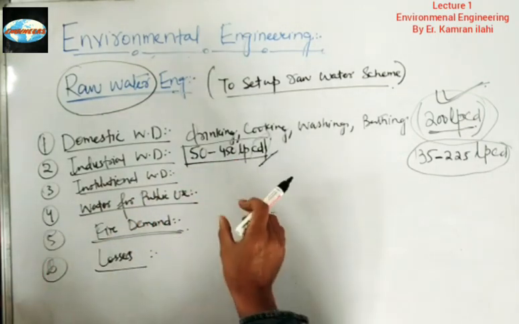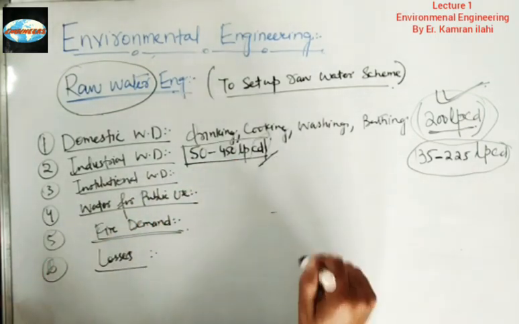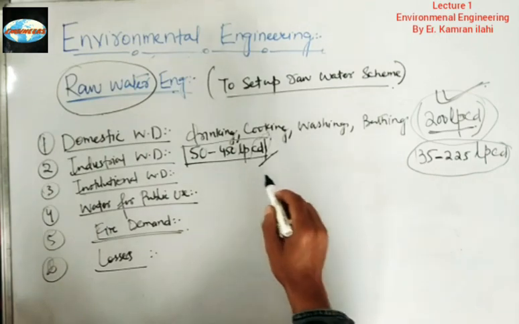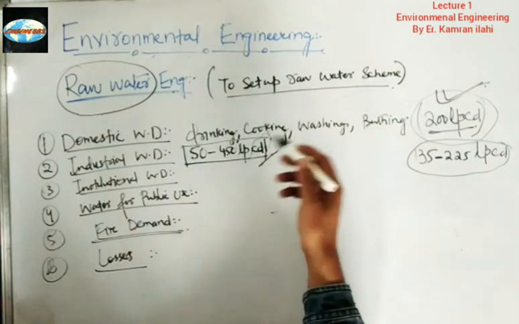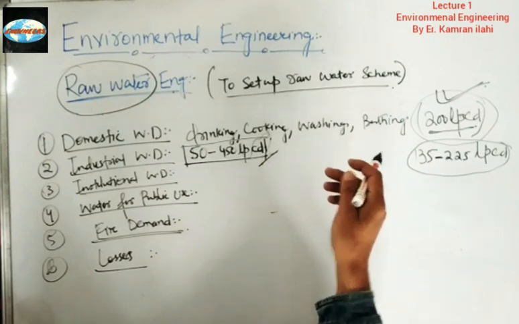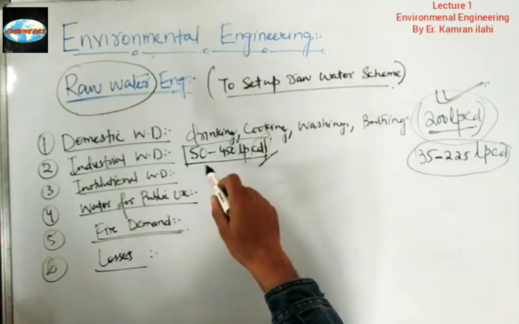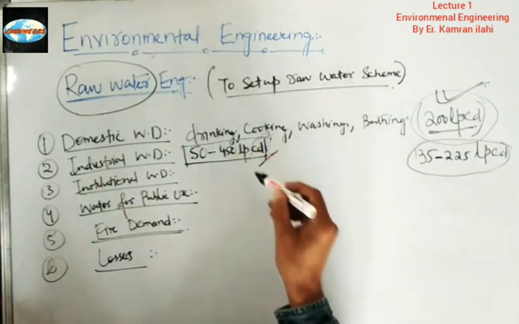But in a city like Delhi, you have a lot of industrialization over here. So you require a lot of water. While you are designing a service reservoir, you have to keep in mind the industrial water demand as well. How do we calculate the industrial water demand?